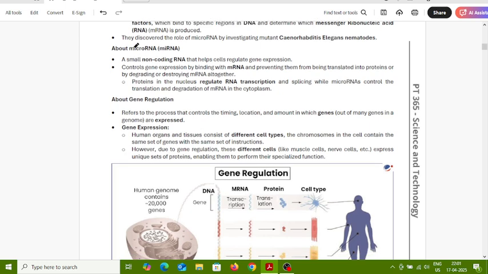What about microRNA? What is it? It is a small non-coding RNA that helps the cell regulate gene expression. It controls gene expression by binding with mRNA, preventing it from being translated into proteins, or by degrading or destroying mRNA altogether.